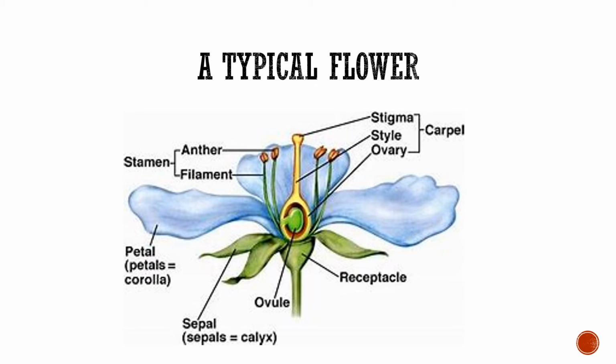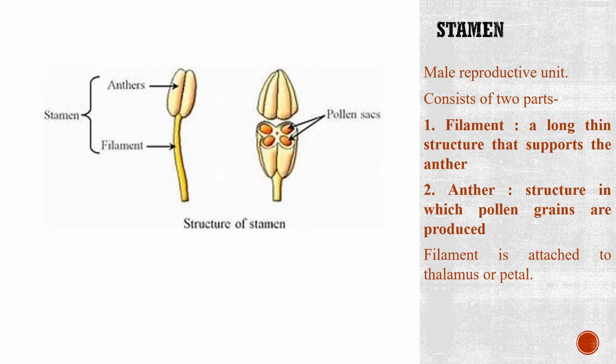We shall further discuss, focusing particularly on male reproduction in angiosperms, which is nothing but the so-called stamen. A typical stamen has two parts. One is a filament, which helps it to attach the anthers together with the help of a connective tissue and attaches the anther to the thalamus of the petal so that it is secured inside the flower.